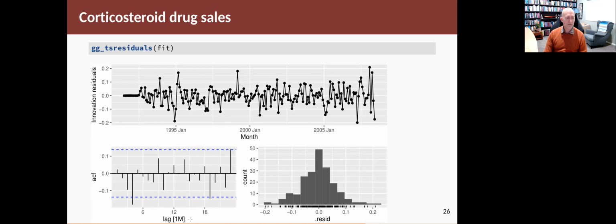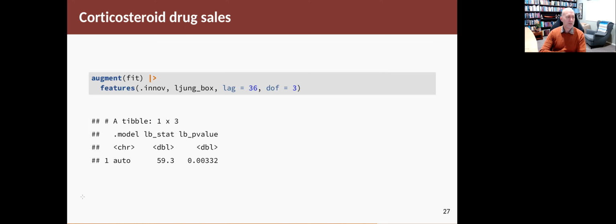Let's look at the residuals. They look a little worse than what I had before. Let's do a Ljung-Box test. This model has 3 parameters, so I set degrees of freedom equals 3, and the p-value is worse. It's 0.003. So this model's not doing so well in terms of capturing the information in the data set.